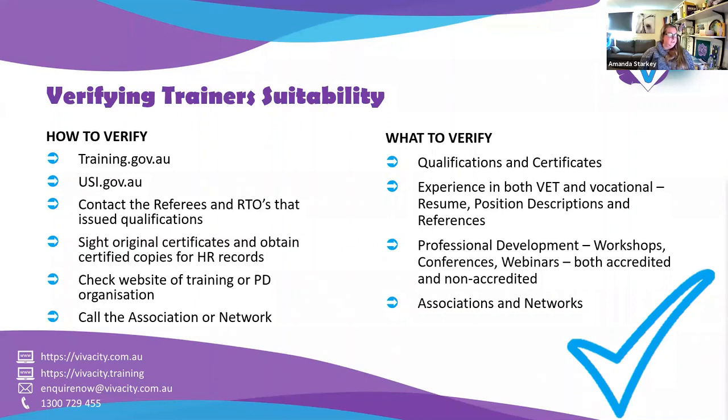Sight original certificates and obtain certified copies for your HR records. Check websites of training or PD organisations, so confirming that they are actually offering that particular type of training that your trainer assessor has enrolled in or completed. Calling an association or network that your trainer assessor says they're connected with. And you are verifying by doing that their qualifications and certificates, their experience in both VET and vocation. You can also obtain copies of their resume, previous position descriptions, and references. And in terms of professional development, evidence of workshops, conferences, webinars that are either accredited or non-accredited or both, and evidence from associations and networks such as a membership certificate or an email confirming that they're a member.